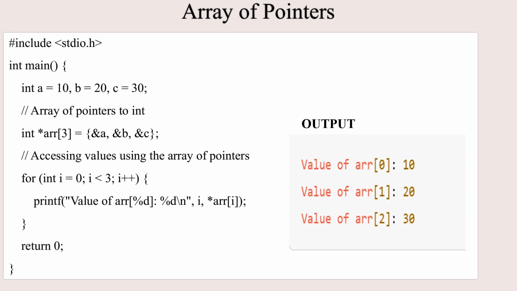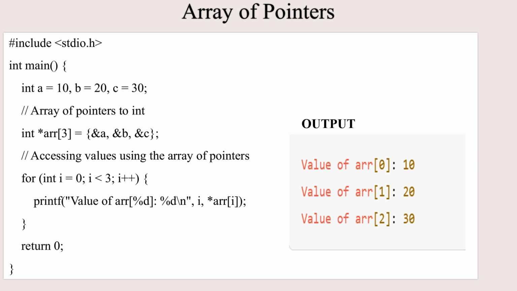Array of pointers example. Declaring variables: three integer variables a equal to 10, b equal to 20, and c equal to 30 are created. Creating an array of pointers. This creates an array of pointers that stores the addresses of a, b, and c.